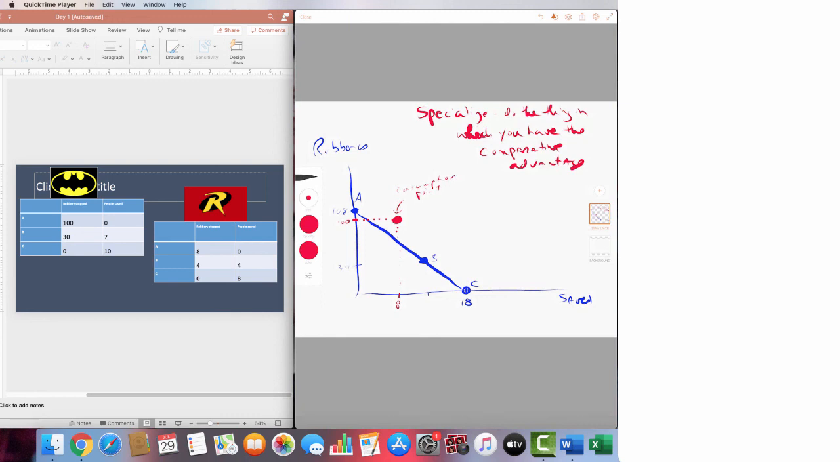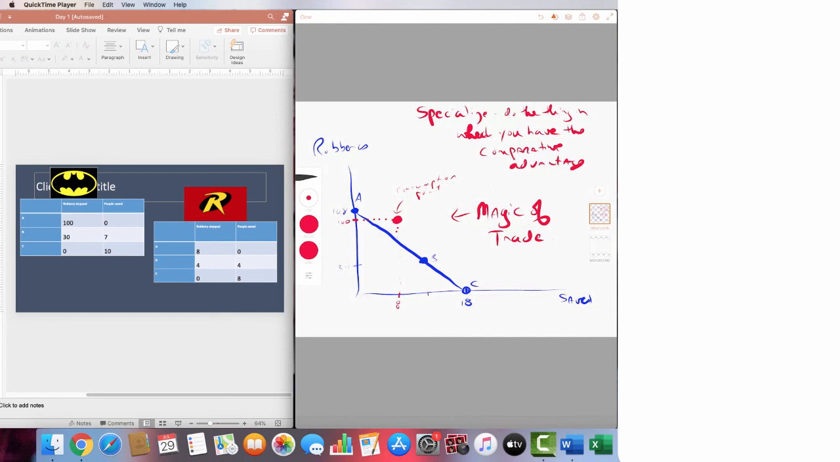But this is why Batman hires Robin. Because when they team up and they specialize in production, doing only the thing that they have a comparative advantage in, they can actually consume more than they're able to produce. And this is not only why Batman hires Robin, but this is the magic of trade. This is why we trade. This is why heroes team up.